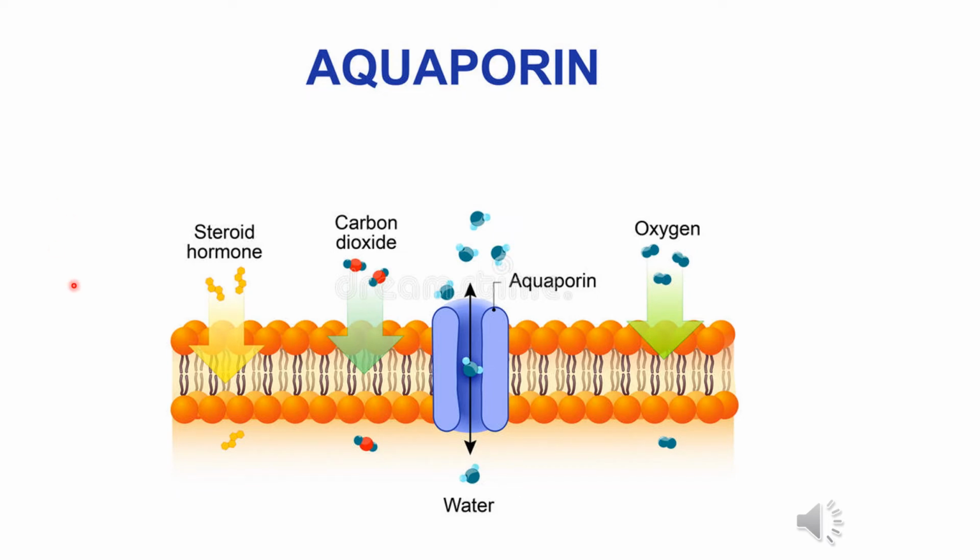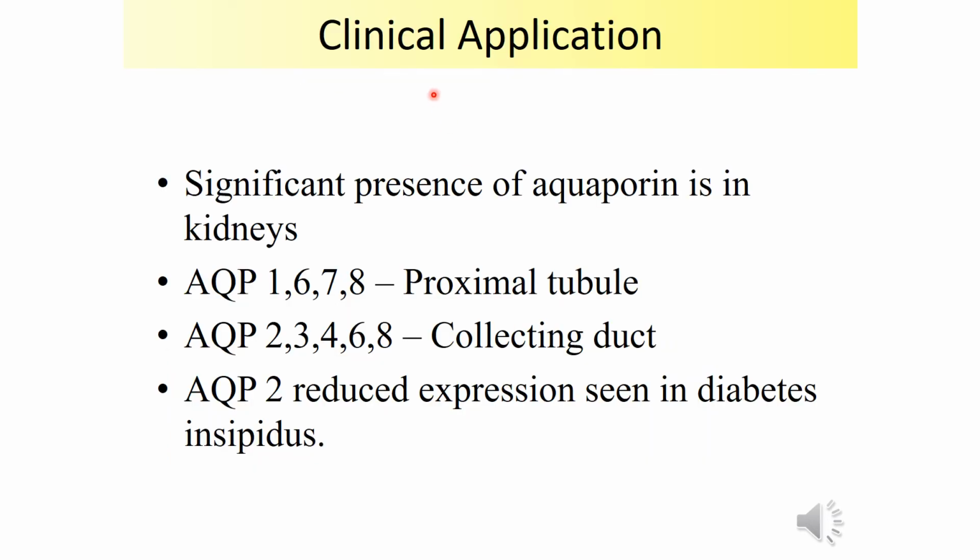So you can see that the steroid hormones, carbon dioxide and oxygen easily cross the membrane. They just diffuse across the membrane as per the concentration gradient. On the other hand, the water molecule is not able to pass through the membrane, so the presence of a water channel or a protein is required, which helps the water to move from an area of higher concentration to lower concentration.